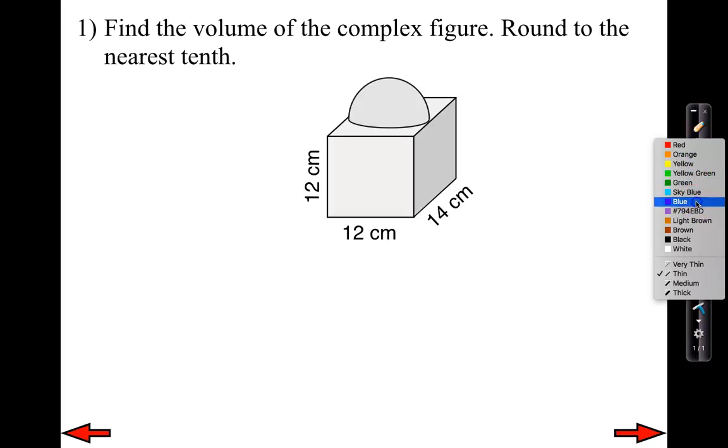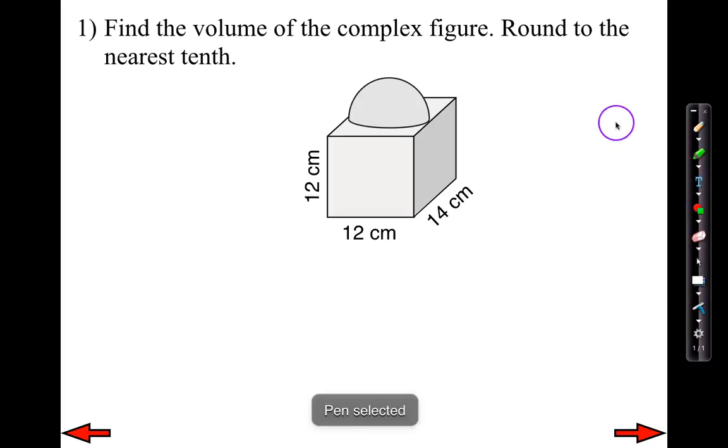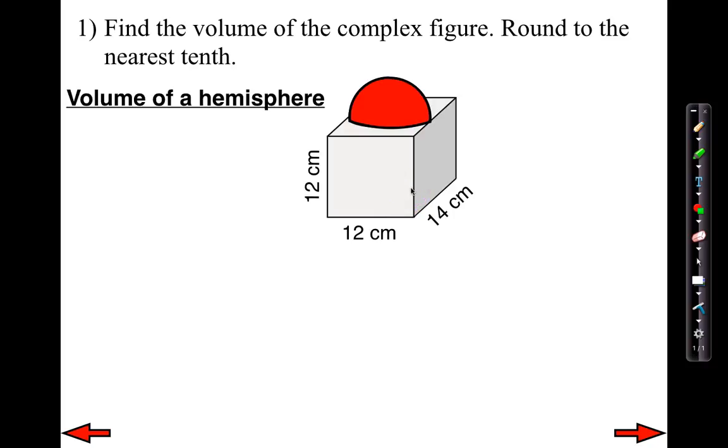Okay, so first things first, let's go ahead and take a look at what we have here. It says, find the volume of the complex figure, round to the nearest tenth. So first, I want you to recognize the two different shapes that make up this complex figure. The first thing I notice is a hemisphere. Hemisphere just means half of a sphere. And I also notice that there is a rectangular prism.